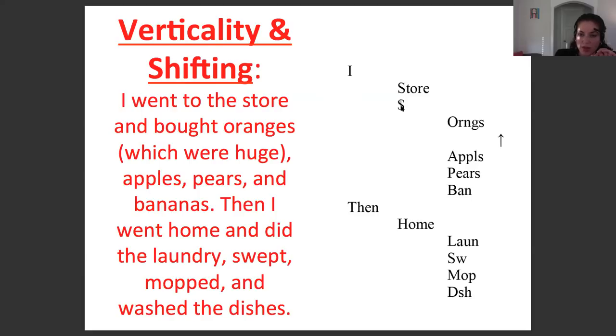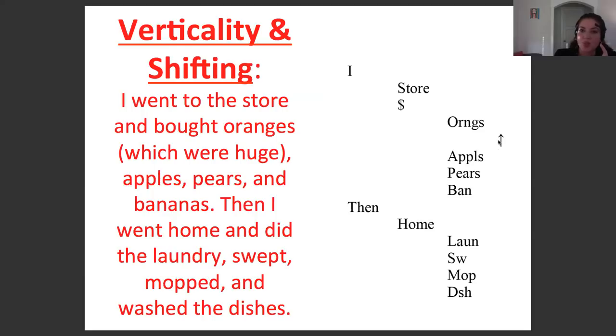So I went to the store and I bought. This all happened in the same place. But then you're giving more additional information. You're giving further information. So then you go out to the right. I bought oranges. Then you're giving additional information about the oranges. So you're going further to the right. The oranges were huge. Then I'm continuing to list the things that I bought, apples, pears, and bananas. So all of these things go under the same category. So basically, I'm shifting to the right every time there's additional information. I'm shifting further to the right if there's even more detailed information.